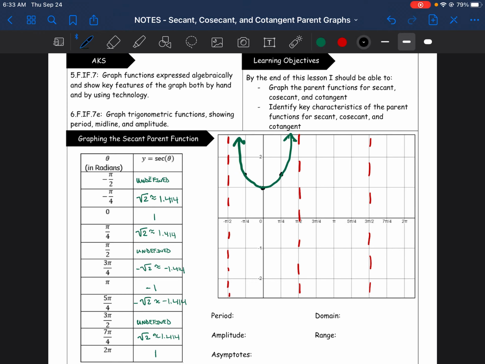Next, so there's our undefined value at pi over 2, so there's our vertical asymptote. At 3 pi over 4, we have negative 1.414, so that would be about right there. At pi, we go to negative 1, and at 5 pi over 4, we go to negative 1.414 again. That one looks kind of bad. It looks a little shaky. A little better, I guess. Okay, then we have our undefined value at 3 pi over 2, so there's our vertical asymptote. 7 pi over 4, we have 1.414. It's about right there. 2 pi, we go to 1, and the cycle would continue in that fashion.